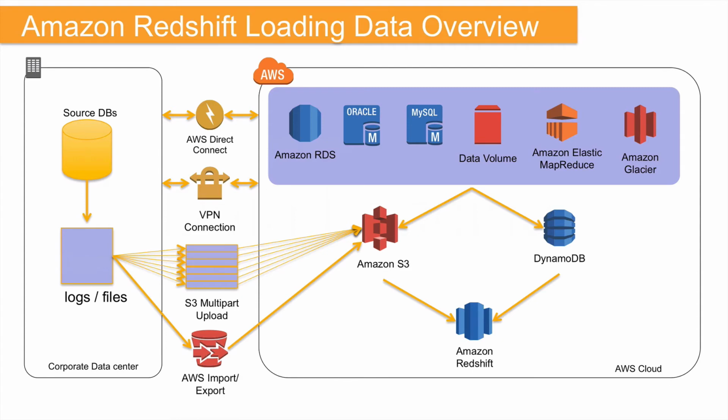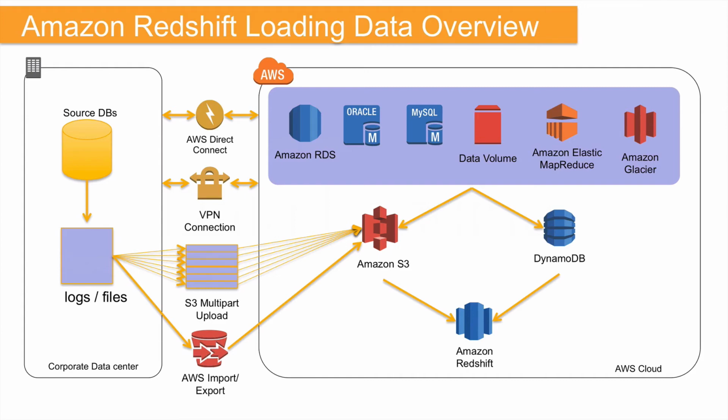You may also consider intermediate staging phases where you load data from your own source databases into one of those other AWS services that you can see at the top of the screen here. It might be RDS, it might be EBS volumes, it might be MapReduce for an intermediate data processing phase, or it might be Glacier if you're going to archive your data for long-term periods and only access it infrequently. There's also integration between DynamoDB and Redshift.